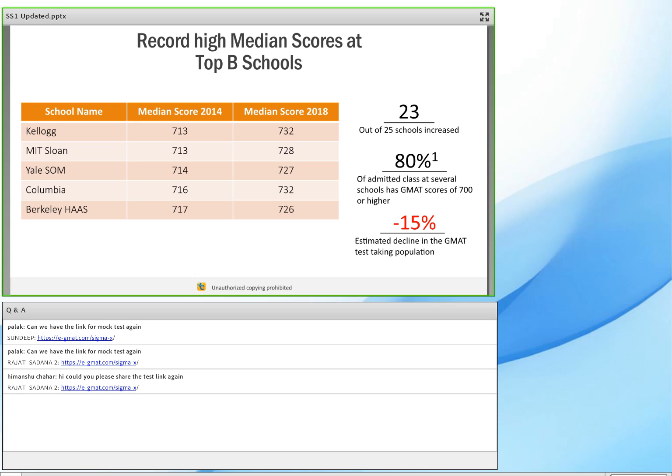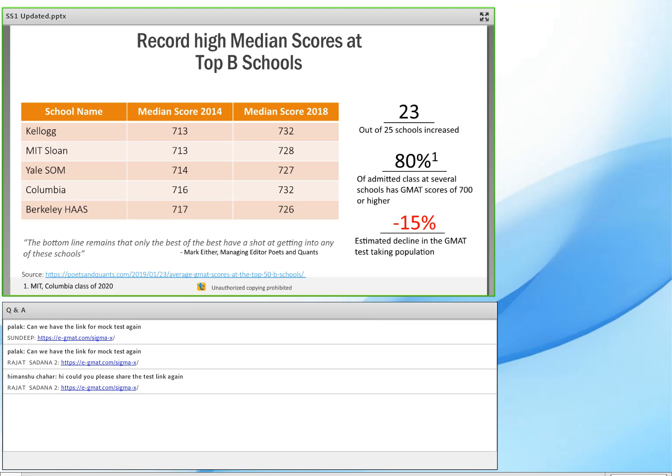And this is despite the fact that there's a decline in the GMAT test-taking population during these 5 years, between 2014 and 2018. 2020 is the first time in this decade that we're seeing some sort of increase in the GMAT test-taking population, so we expect this to be even more severe. Essentially, this means that only the best of the best have a shot at getting into any of these top B schools.